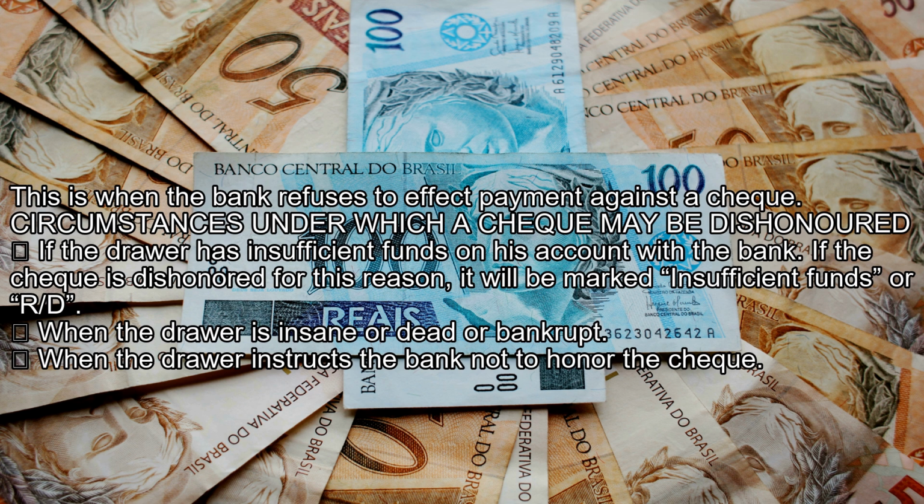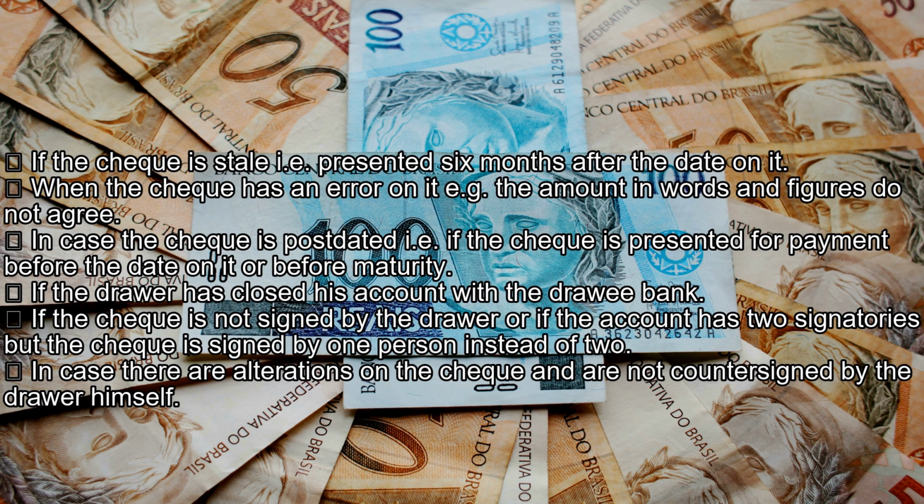When the drawer is insane or dead or bankrupt. When the drawer instructs the bank not to honour the check. If the check is stale, i.e., presented 6 months after the date on it. When the check has an error on it, e.g., the amount in words and figures do not agree. In case the check is post-dated, i.e., if the check is presented for payment before the date on it or before maturity. If the drawer has closed his account with the drawee bank.